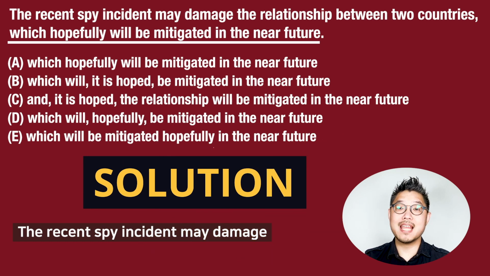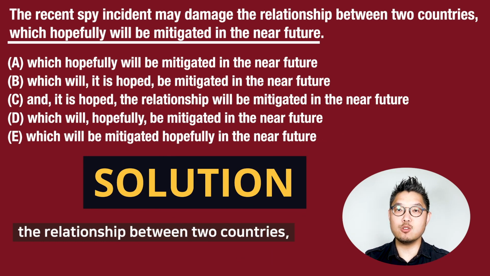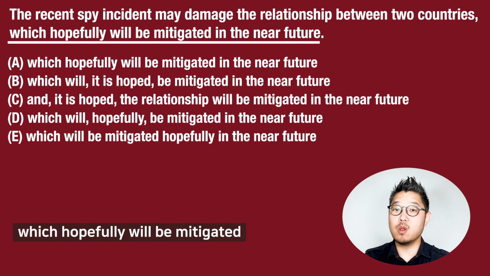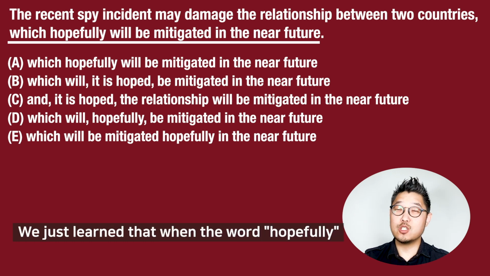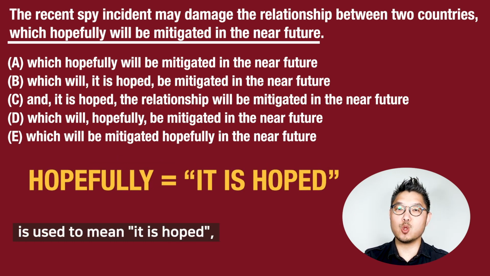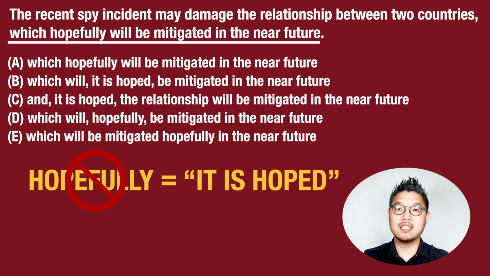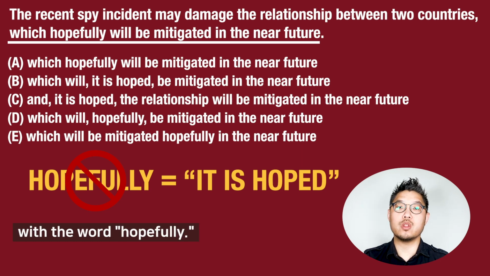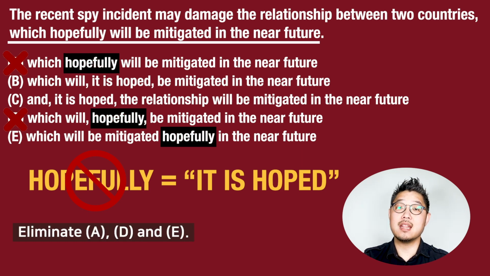The recent spy incident may damage the relationship between two countries, which hopefully will be mitigated in the near future. We just learned that when the word hopefully is used to mean it is hoped, then the grammar usage is wrong. In this sentence, the intended meaning is it is hoped. Therefore, eliminate all answer choice with the word hopefully. Eliminate A, B, and E.